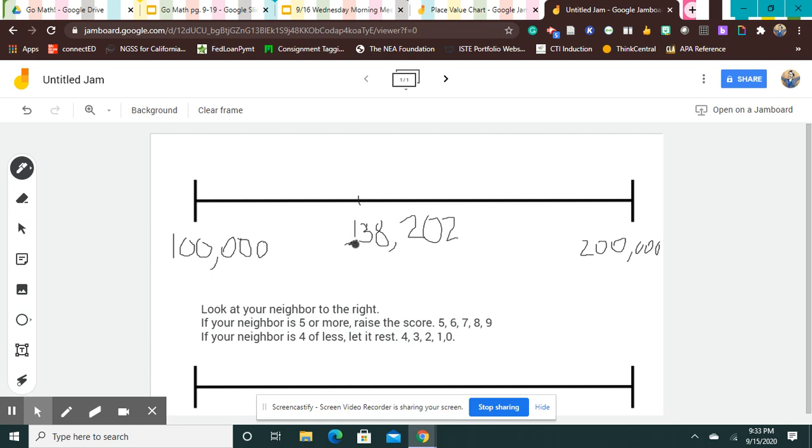So when you're looking at the place value you're rounding to, look to the right. That's your neighbor. If your neighbor is 5 or more, raise the score. Our neighbor's a 3. We can't go over here. We're not raising the score. We're not going over to 200,000. If your neighbor is 4 or less, yes, our neighbor is 3. So our neighbor's 4 or less, we need to let it rest. We need to keep the 100,000 that we already have.